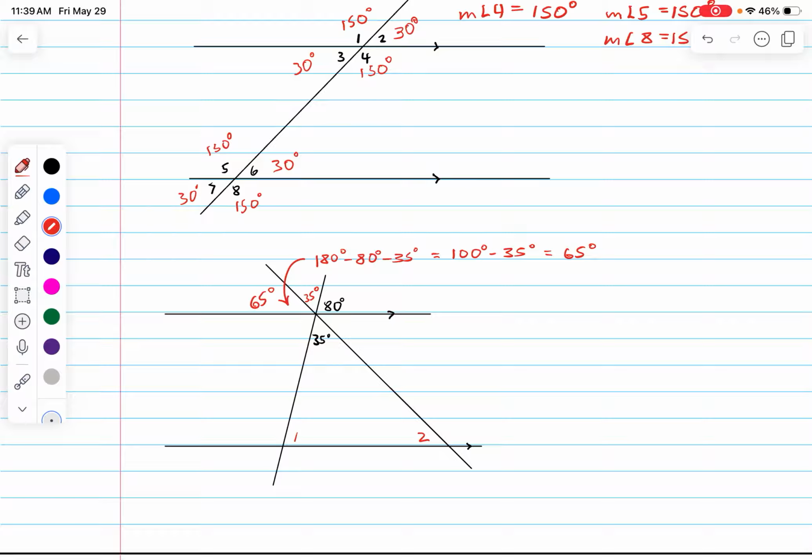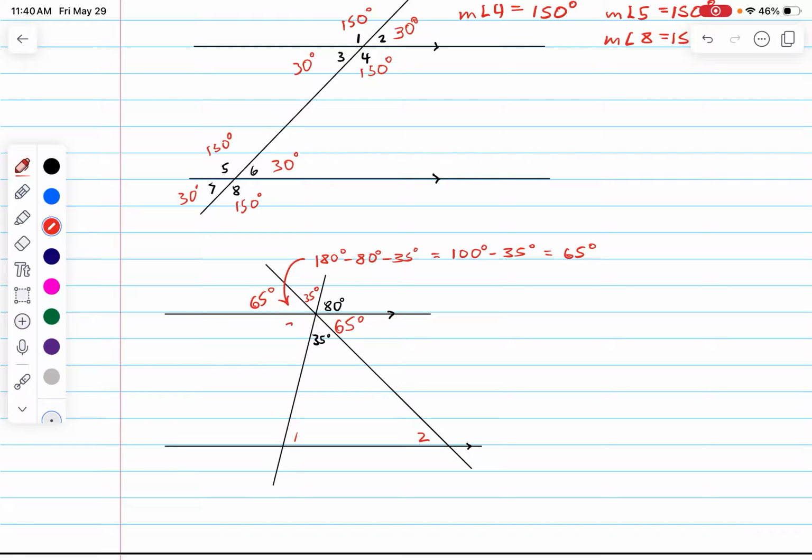Okay, now notice that I have this line right here, and I have 35 degrees here and 80 here. This angle right here is going to need to complete this. This has to add up to 180. Plus, I have a vertical angle here. So I know right away that this is going to be 65 degrees. I know that's going to be 65 degrees for sure.